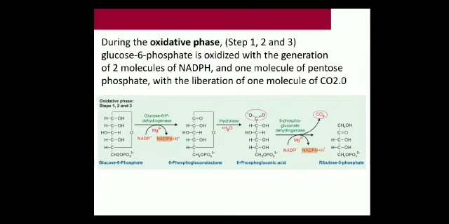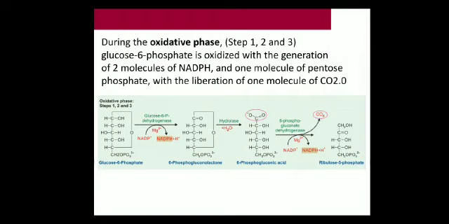During the oxidative phase, that is steps 1, 2, 3, the first three steps of the HMP pathway are called the oxidative phase. In this phase, glucose 6 phosphate is oxidized with generation of 2 molecules of NADPH and 1 molecule of pentose phosphate, with liberation of 1 molecule of carbon dioxide. This is what happens.